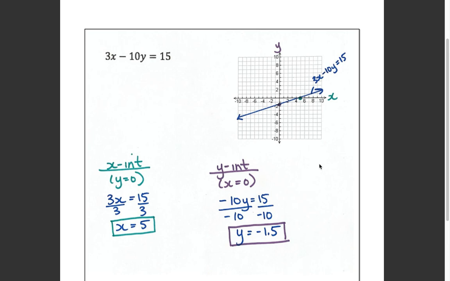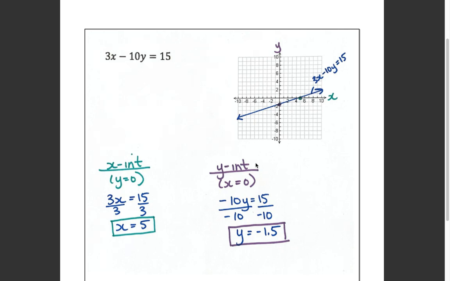Okay, and here is what I get. So to find my x-intercept, I'm going to sub in y equals 0. So that makes this term right here disappear. That leaves me with my 3x and my 15. So 3x equals 15. I want to get the x by itself, so I'm going to divide both sides by 3. So I get x is equal to 5. I'm going to plot that on my axis. So I get x is equal to 5 right here.